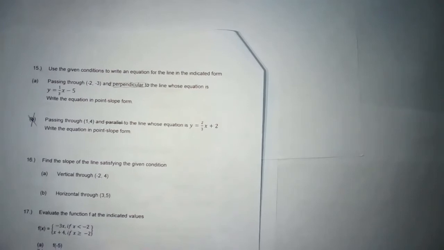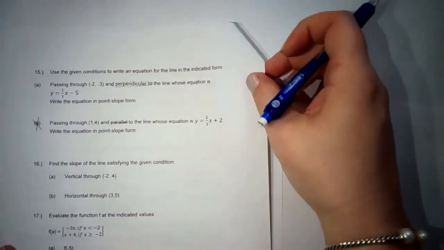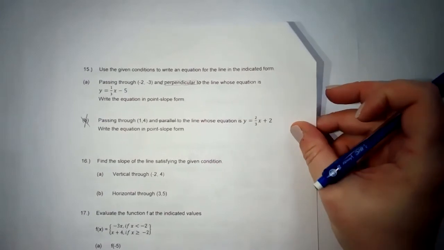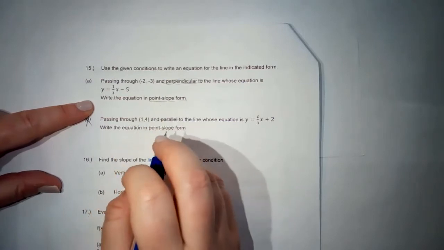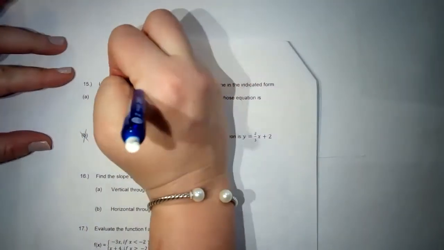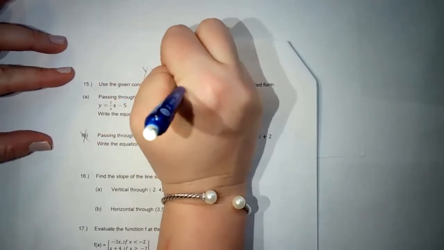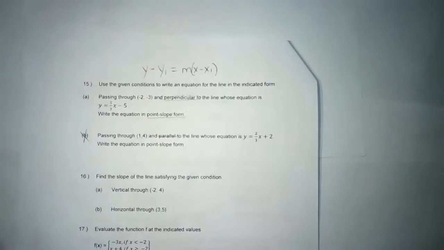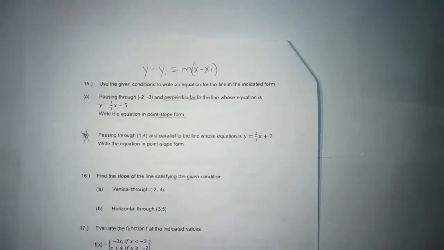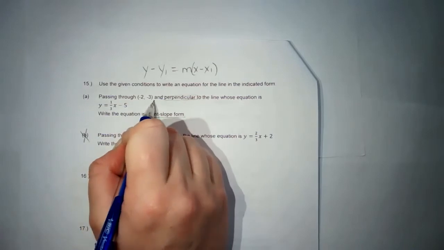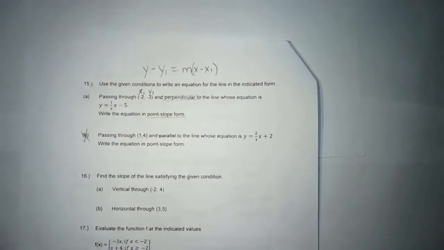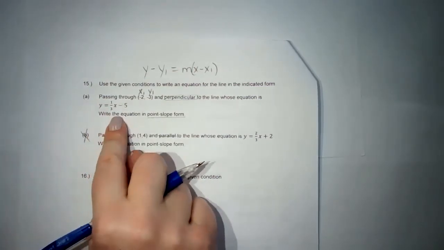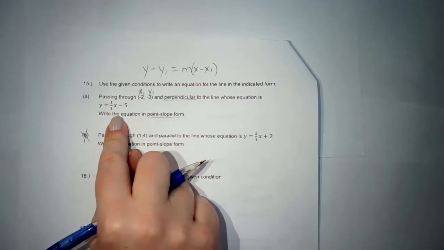So let's talk about this. It says use the given conditions to write the equation for the line in the indicated form. What form do they want? We'll skip to the good stuff. Point slope form. So we already know that we want to end up in point slope form. That's where we're headed, and then we can stop when we get there. So we want to pass through this point. Fantastic. We have x1, y1. And we want to be perpendicular to this line. Ooh, okay, hold on. We don't have a slope, but this one gives us one.